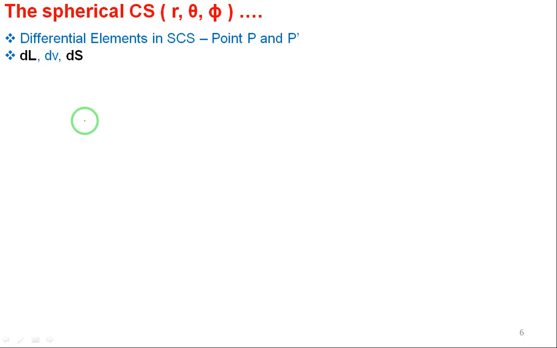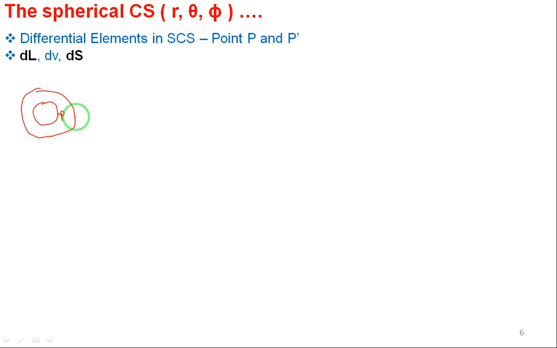The coordinates of point P are r, theta and phi. Then the coordinates of point P dash are r plus dr, theta plus d theta, phi plus d phi, right? Because they are separated by a very small distance. So smaller sphere and bigger sphere. These are not circles, they appear like circles, but you treat them as spheres.